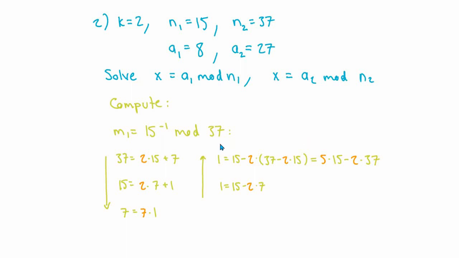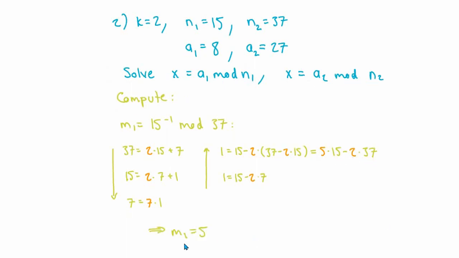But then, of course, looking at this equation modulo 37 tells us that 5 is an inverse of 15 modulo 37, so we can take the integer m1 to be 5. However, there's an additional piece of information here, because looking at this equation modulo 15 also tells us that negative 2 is an inverse of 37 modulo 15. So we also get from the same calculation that we can take m2 to be negative 2. This is a benefit of using the reverse Euclidean algorithm for this calculation. Once you've written 1 as a linear combination of n1 and n2, it's always going to tell you the values of both m1 and m2.